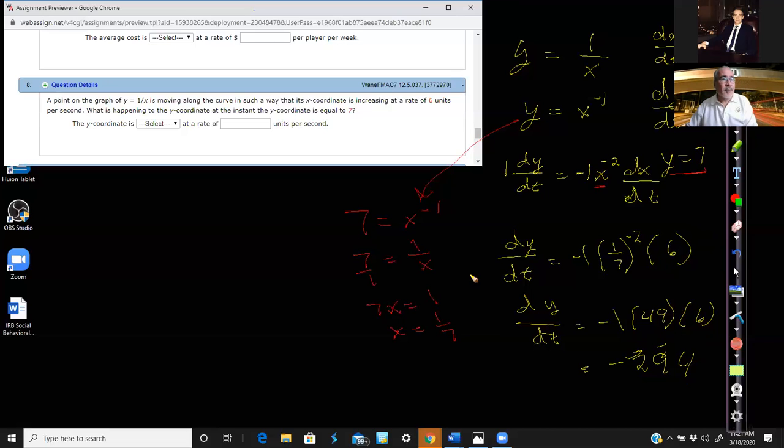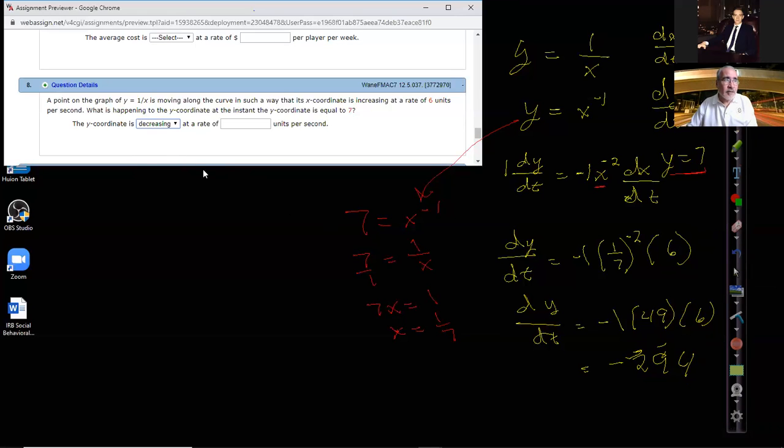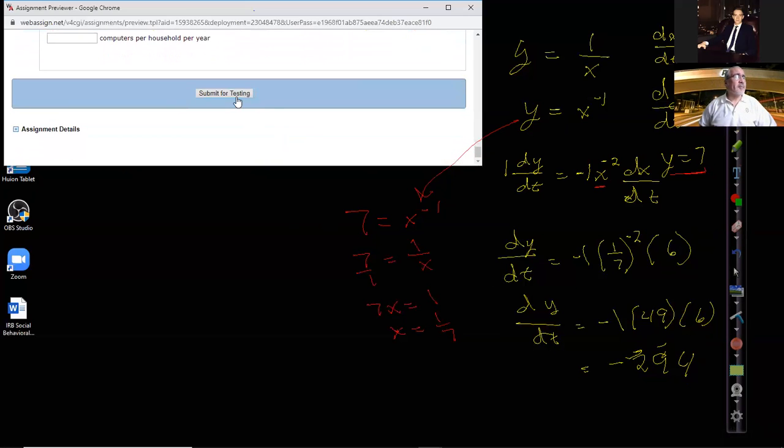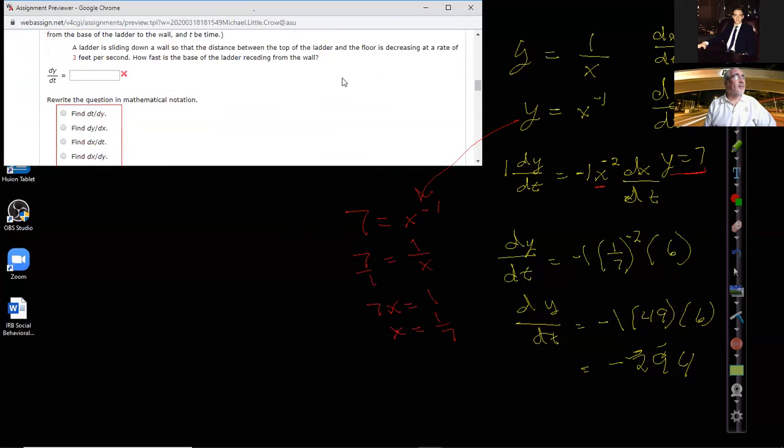units. So what we can say is that x is changing by 6 units, but what's happening to the y coordinate? It's decreasing, because it's negative, at a rate of 294 units per second. Does that make sense? It seems a little high, but it is because of this inverse relationship.